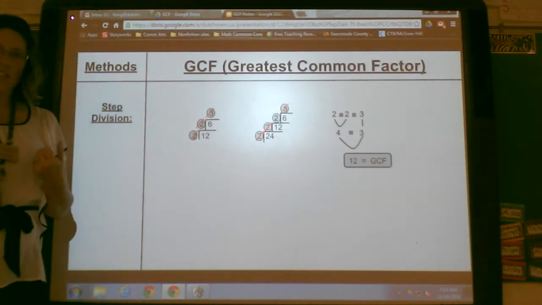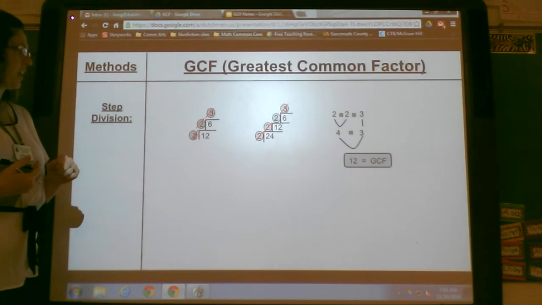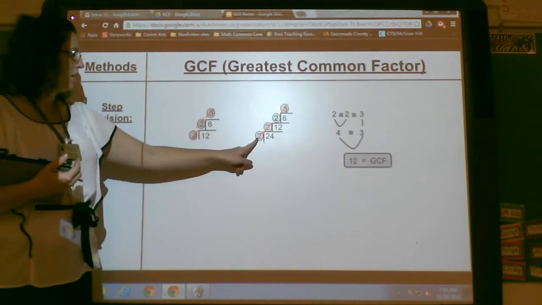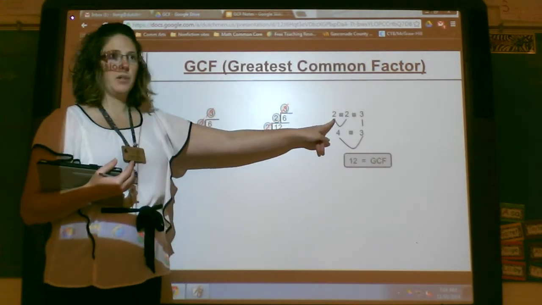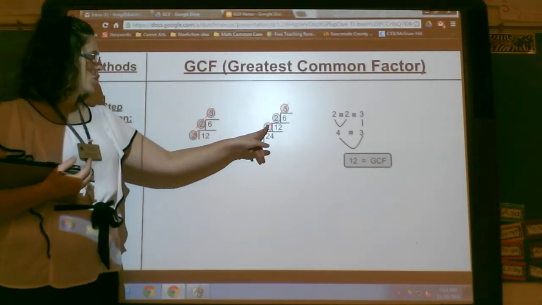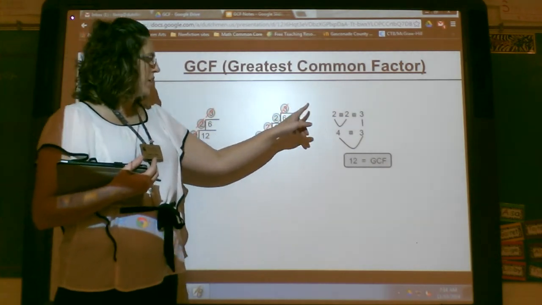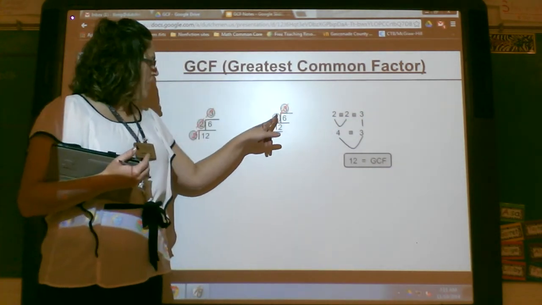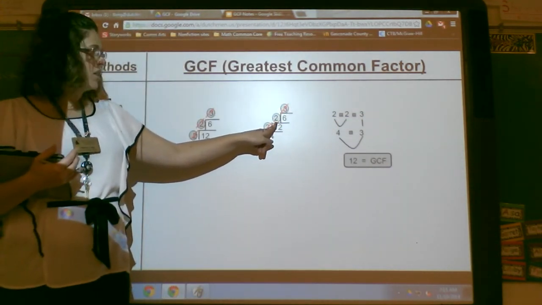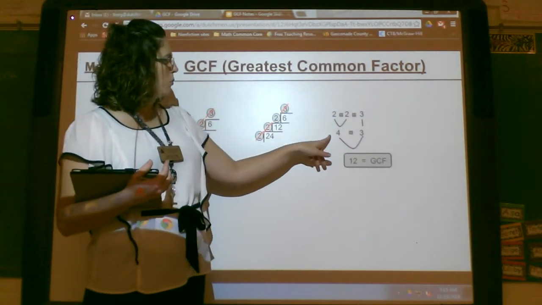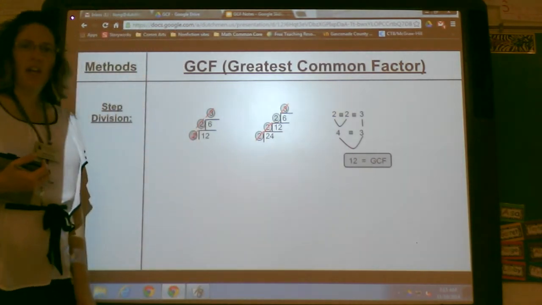Then I do the same thing as I did with the factor tree method, and I match them up. I have a 2 here and a 2 here, that's a 2 in common. I have a 2 here and a 2 here, that's another 2 in common. I have a 3 here and a 3 here, that's a 3 in common. This one doesn't have anything that matches with it, so we don't worry about it. Then I work it out, and my GCF is 12.